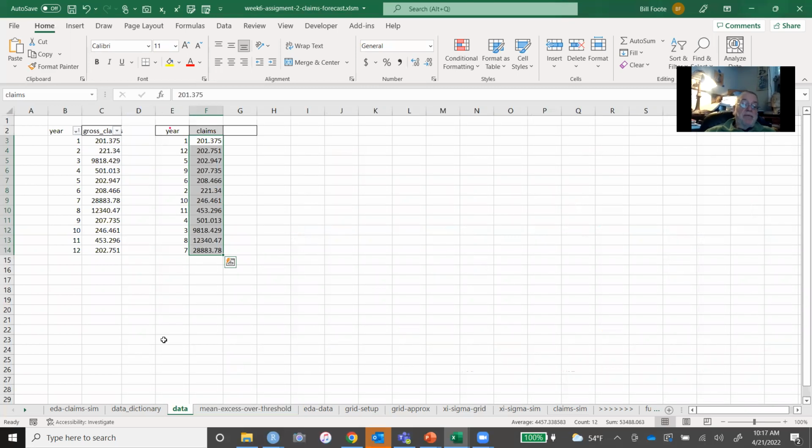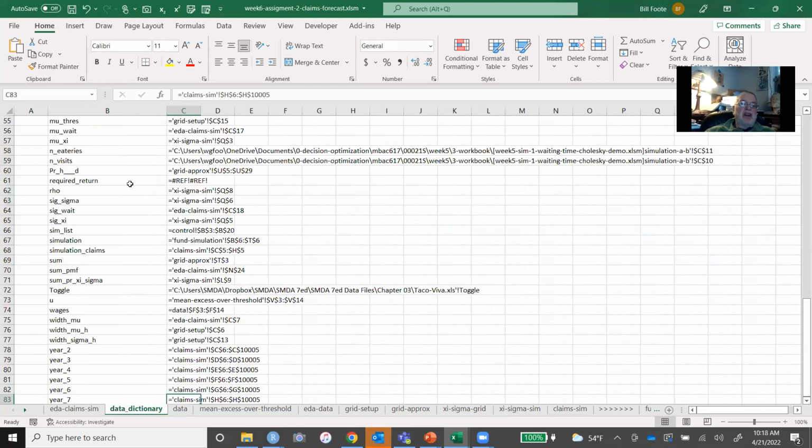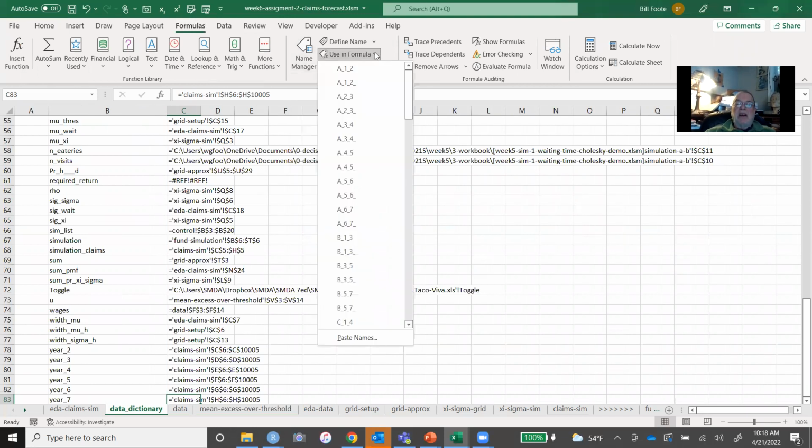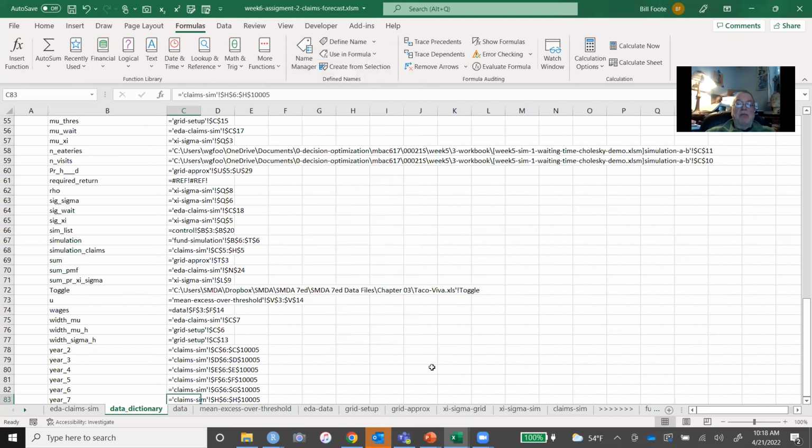Here's our original data. We have a data dictionary, which is produced by going to formulas, use in formula, at the bottom, paste names at a spot up there, and all of these will come apart. This way we have lots of different things, like the eateries and visits are not necessary. We probably should get rid of those. Those are from a different system, a Dropbox, Toggl. Where did that come from? Oh, Taco Viva. Oh my gosh, I remember that model. And that's the problem. Okay.